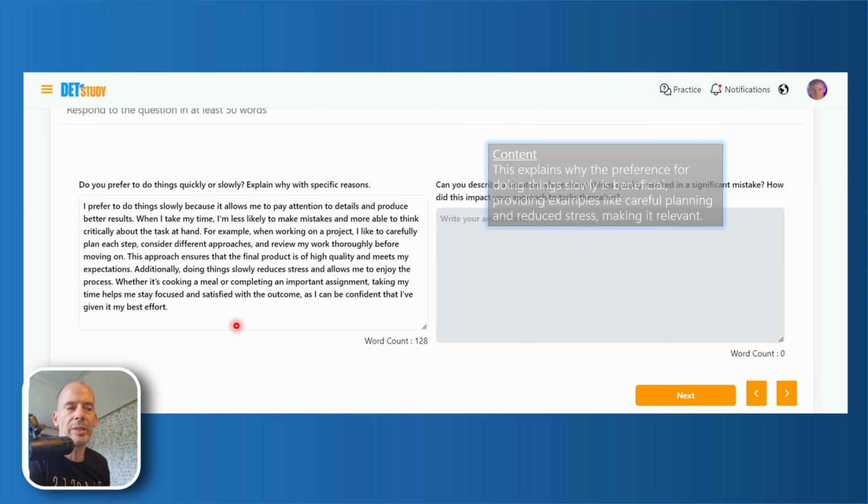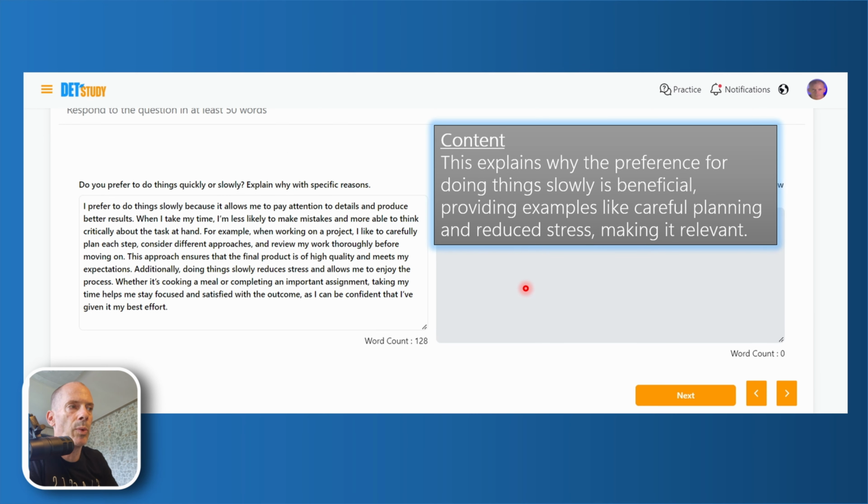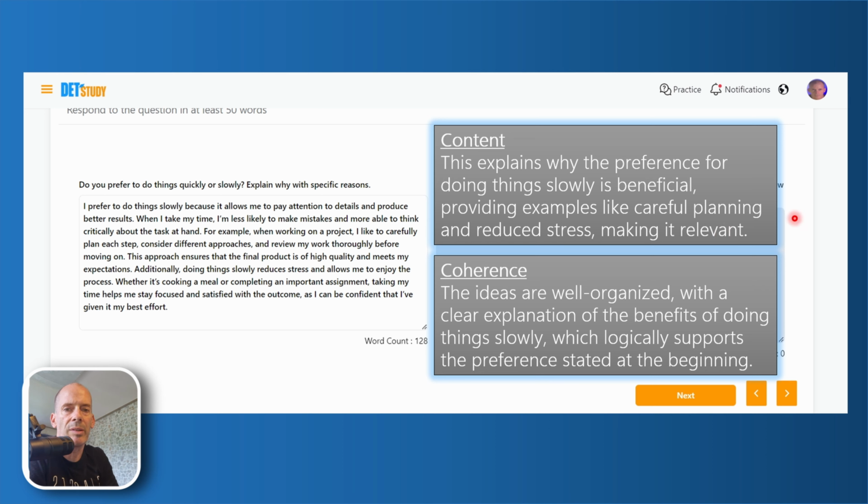Again, we'll run through what they did well. Content: explains why the preference for doing things slowly is beneficial, providing examples like carefully planning and reduced stress, making it relevant, related to the topic. Coherent, does it make sense? Does it flow? Is it easy to understand? The ideas are well organized with a clear explanation of the benefits of doing things slowly, which logically supports the preference stated at the beginning.